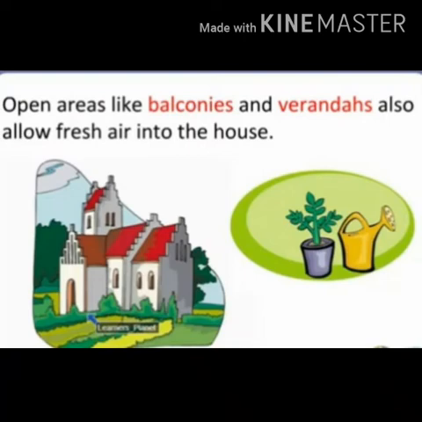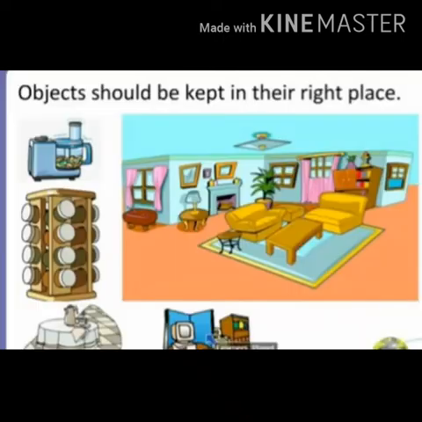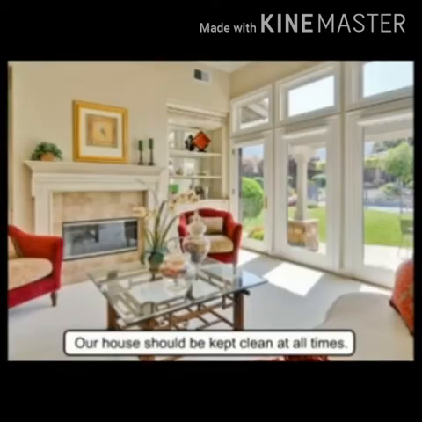Open areas like balconies and verandas also allow fresh air into the house. A house should be strong, airy, and well lit like this. And the objects should be kept in their right places. Already we have studied, we should keep our things in their own places. Our house should be kept clean at all times.